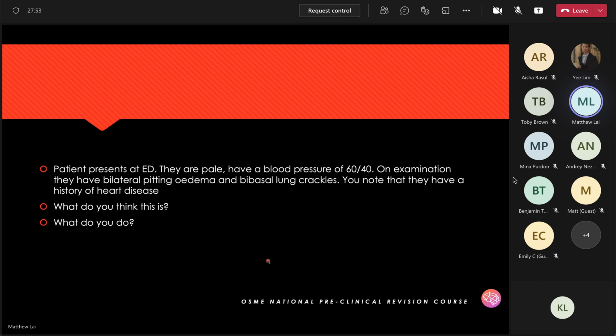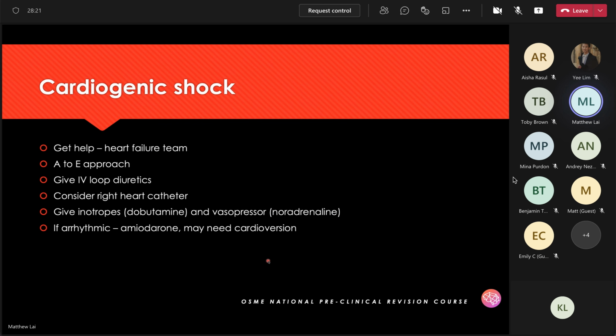So our second scenario here, the patient presents at ED, they're pale, they have a blood pressure of 60/40. On examination, they have bilateral pitting edema and bibasal lung crackles. You note that they have a history of heart disease. So what do you think this is, and what do you do? So again, we're just going to have a little think about this. So this could be cardiogenic shock. So in this case, yes, we would call the heart failure team because we suspect heart failure as well.